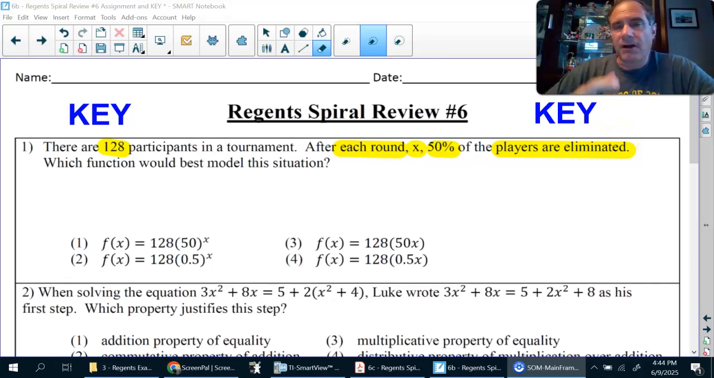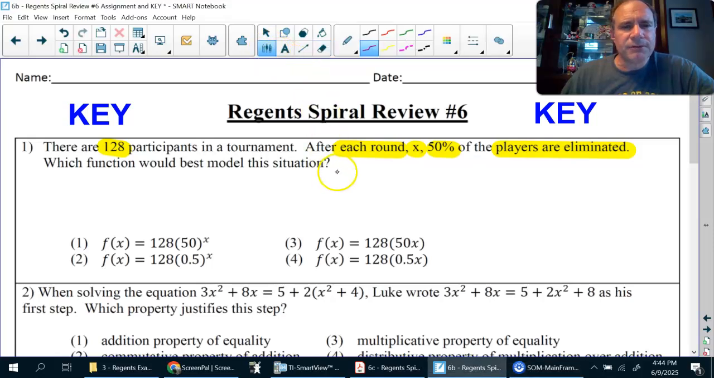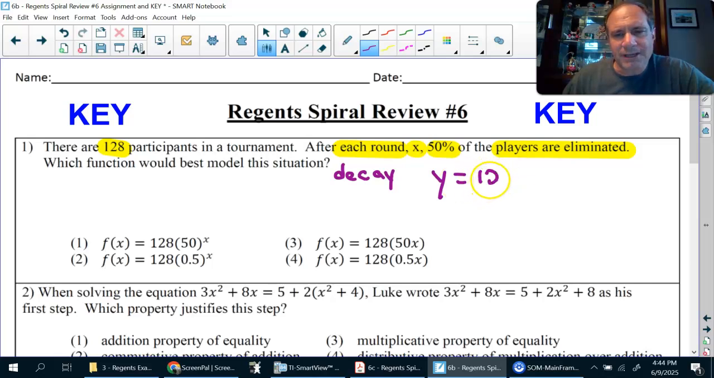then half of the 128, which is 64, and then after the second round, you could figure it out, it's 32 left. Which function would best model the situation? So this is a decay. So decay is 1 minus. So we're just talking about y equals. We're going to put the 128 in the front, and it's 1 minus the 0.5. The 50% as a decimal is 0.5. And then we're going to put x because that's the number of rounds.